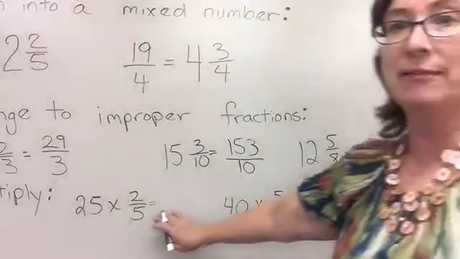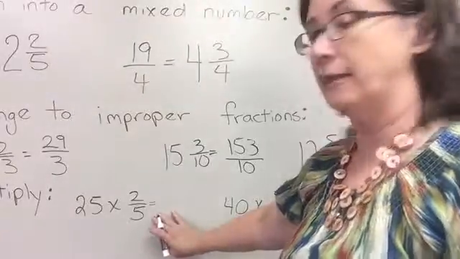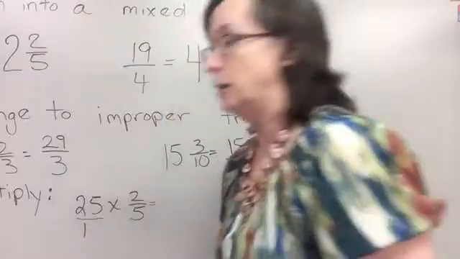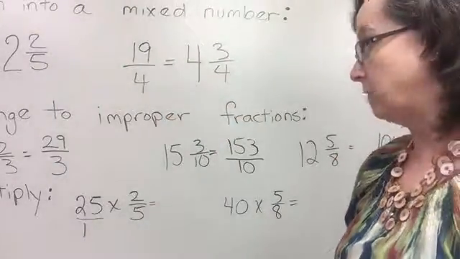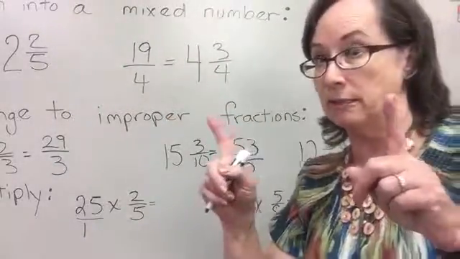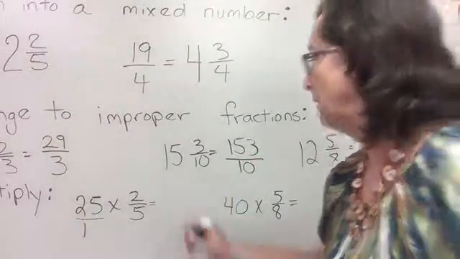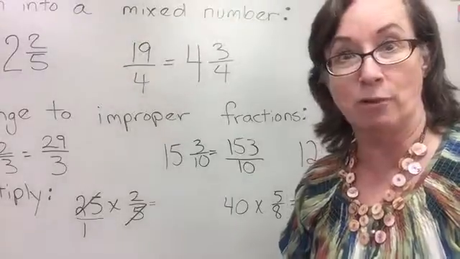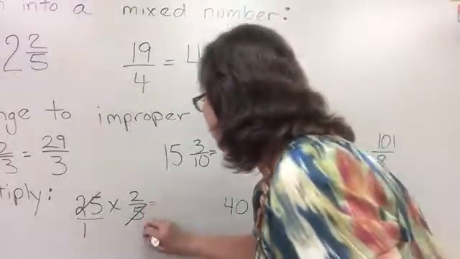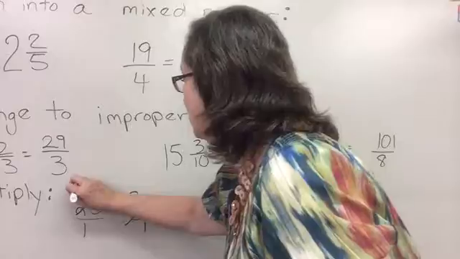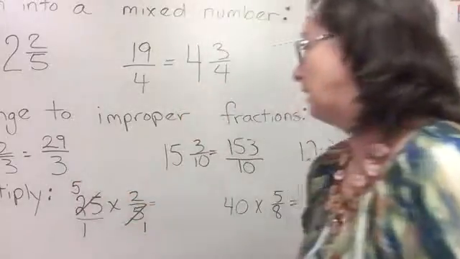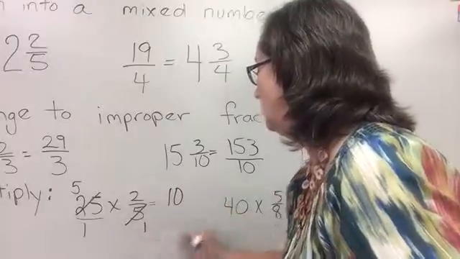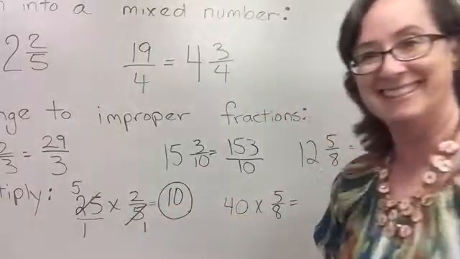Now, when we come back to this one, notice that there's some canceling that we should do. So I'm going to put my 1 under my 25 so I don't get confused as to what is in the numerator and what is in the denominator. I'm going to cancel the 5 and 25 because they both have a 5 as a factor. 5 divided by the 5 is 1. 25 divided by the 5 is 5. And 5 times 2 is 10/1, which is just 10. Okay?